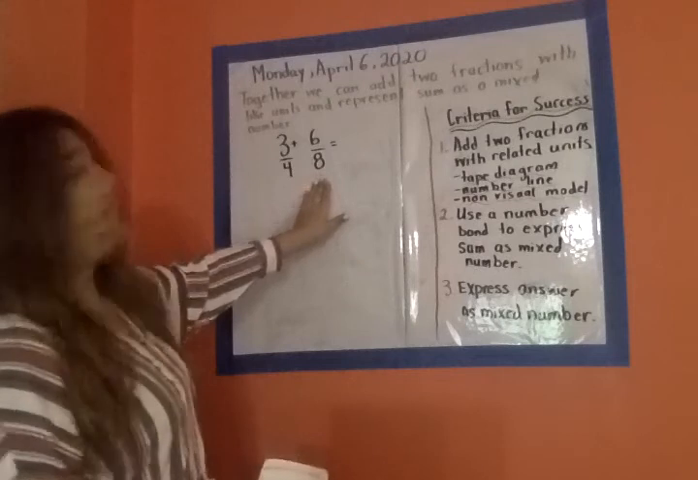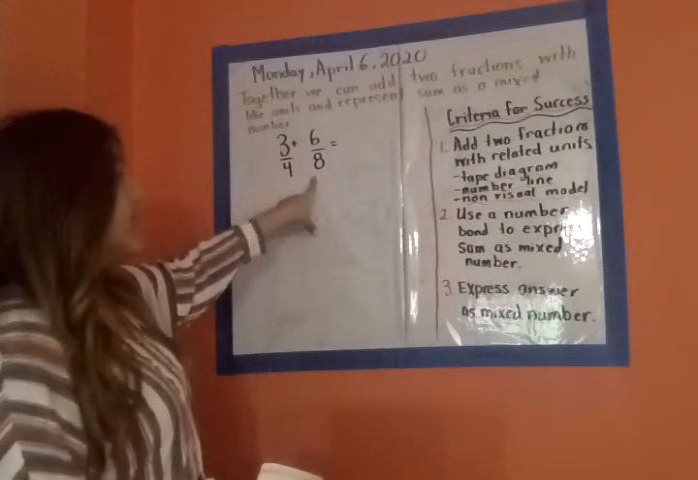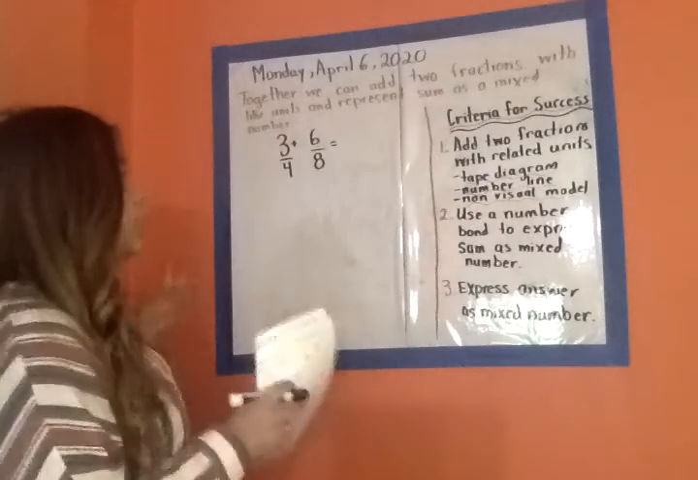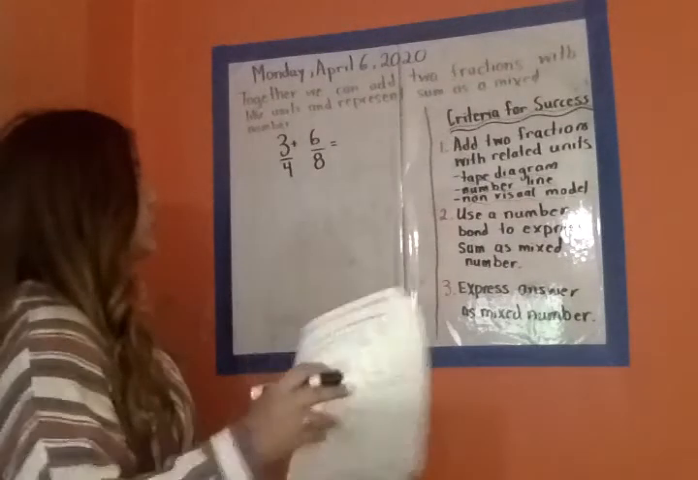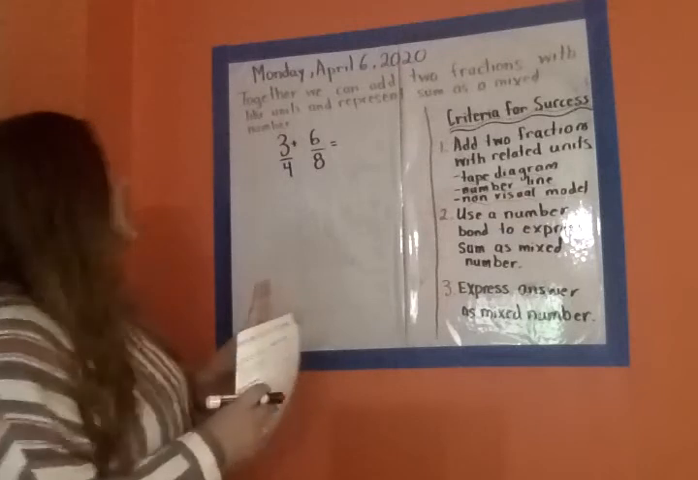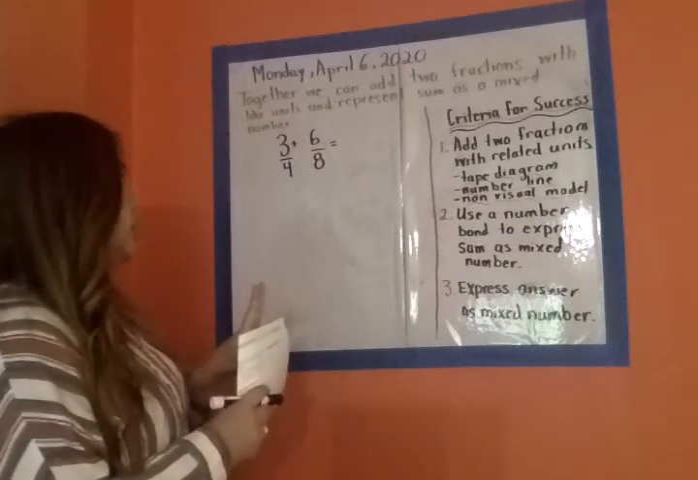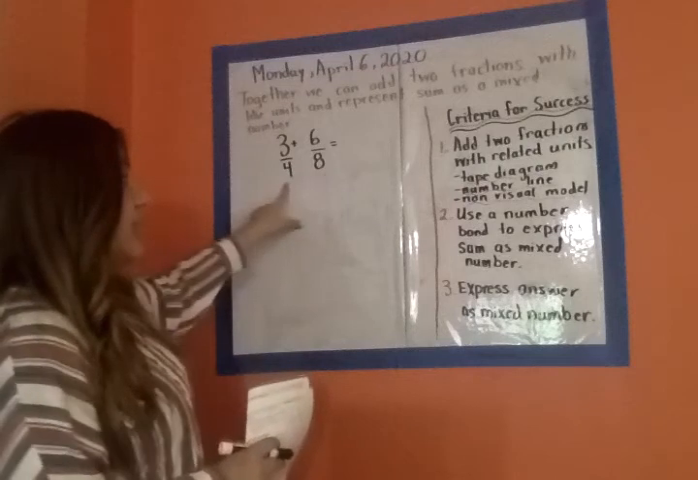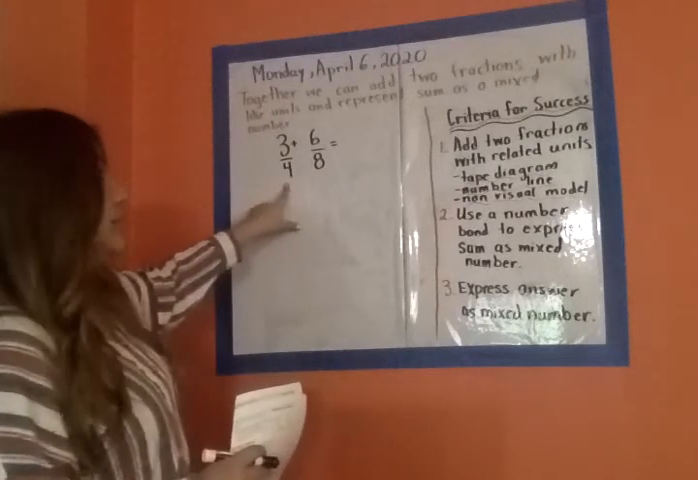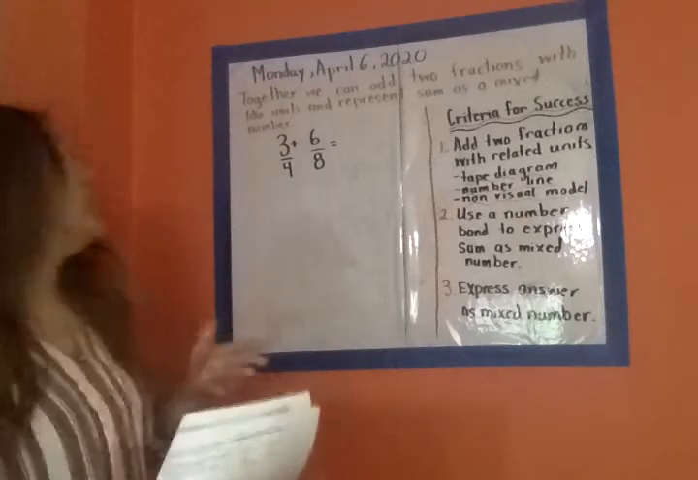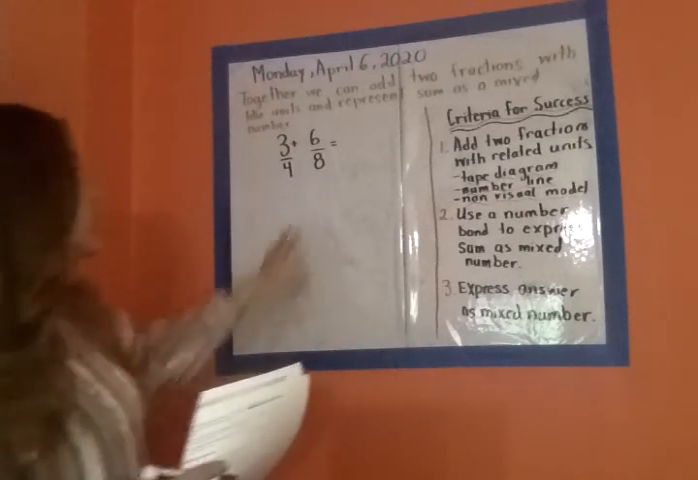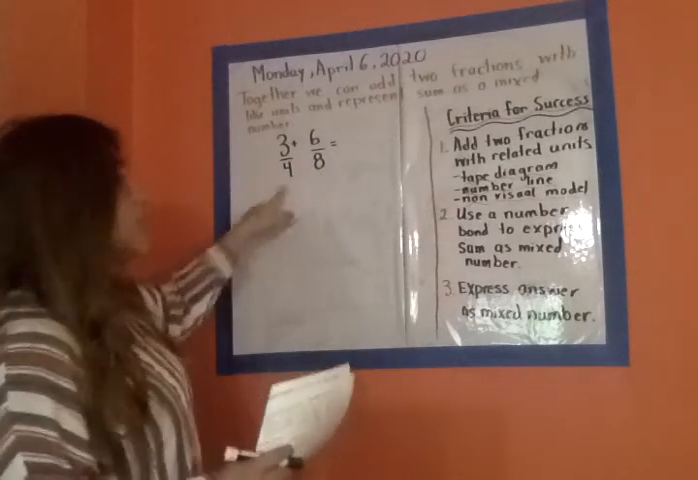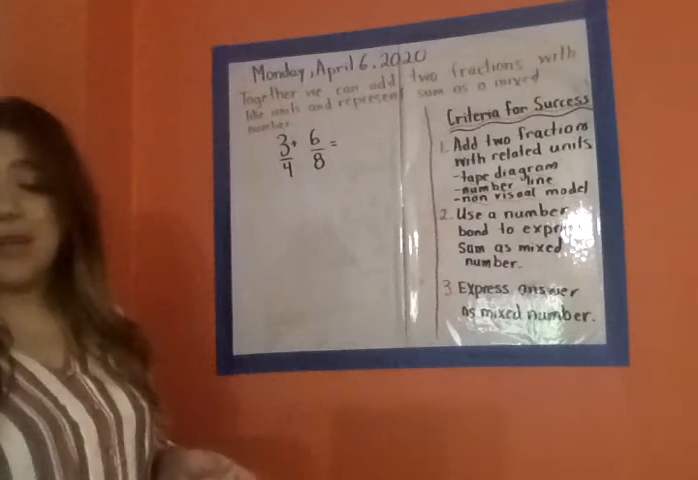Same thing with 6/8. Because my numerator is less than my denominator, we have another fraction that's less than 1. So our objective here is to figure out what these two fractions equal when added. However, because I have denominators that are not alike, I need to convert one of these fractions so that I get a like denominator.